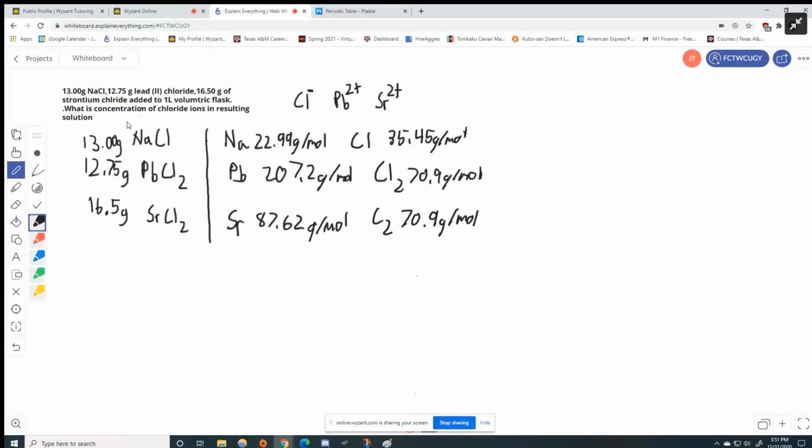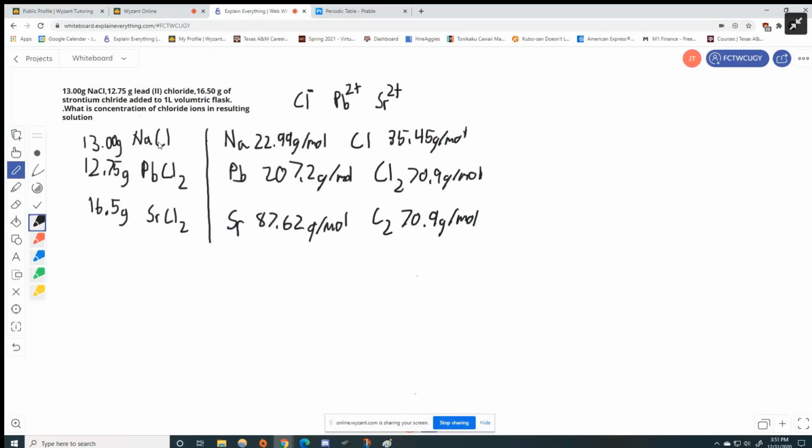First thing we need to do is I just wrote out the information of this question out here: 13 grams sodium chloride, 12.75 grams of lead chloride, and 16.5 grams of strontium chloride. The reason there's one chloride on here and two chlorides on here is that chloride has a -1 charge, basically.